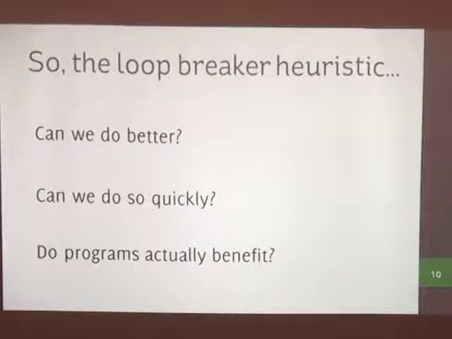The loop breaker heuristic. Can we do any better? Obviously, we can do better, but do these cases actually occur in real life? If we can do better, can we do so quickly enough to prevent any problems with compile time? And if we do that, do programs actually benefit, so does stuff get faster? We'll come back to this slide a couple of times when we've answered these questions. And then at the end, I'd like to spend a couple of minutes talking about a parallel approach. Well, that's just a teaser. So, could we do any better?